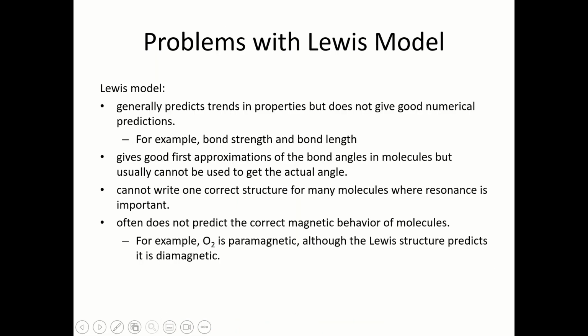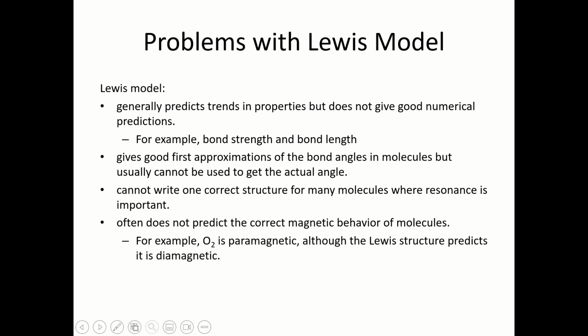Now, the problem with the Lewis model is that it can generally predict trends and properties, but it doesn't give us good numerical predictions for our bond strengths or our bond lengths. It's also not great at predicting the actual angles in your molecules. And we've seen with resonance structures that you may have 2 or 3 or more resonance structures that you need to form in order to give an accurate picture of that molecule. Okay, so there's not just one correct structure when we have resonance.